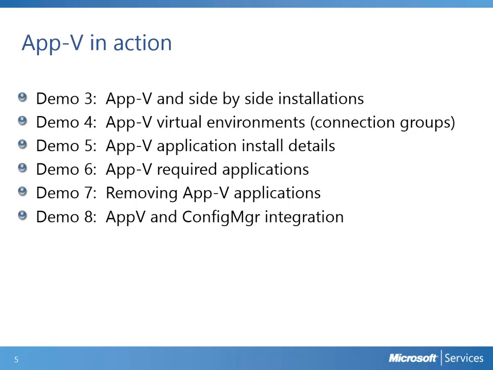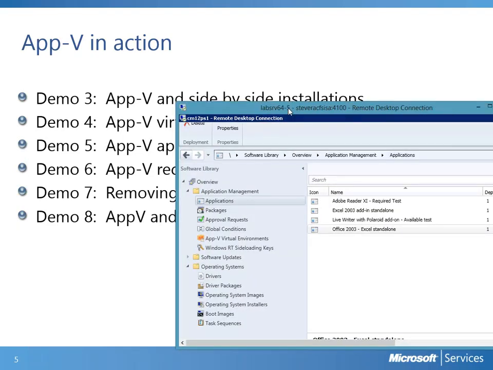So if I pull back in my virtual environment, and sorry, there's a few others too, so I'll walk through them. App-V in a virtual environment using connection groups, virtual environment, kind of interchangeable. Talk about those as we get to them. We'll do an App-V install and look at the details of the install when we do them. Then we'll see what it looks like to have a required App-V install, really not that different from an optional install. We'll talk about removing App-V applications, and finally App-V and Configuration Manager integration. So we'll spend the rest of the time in the lab.